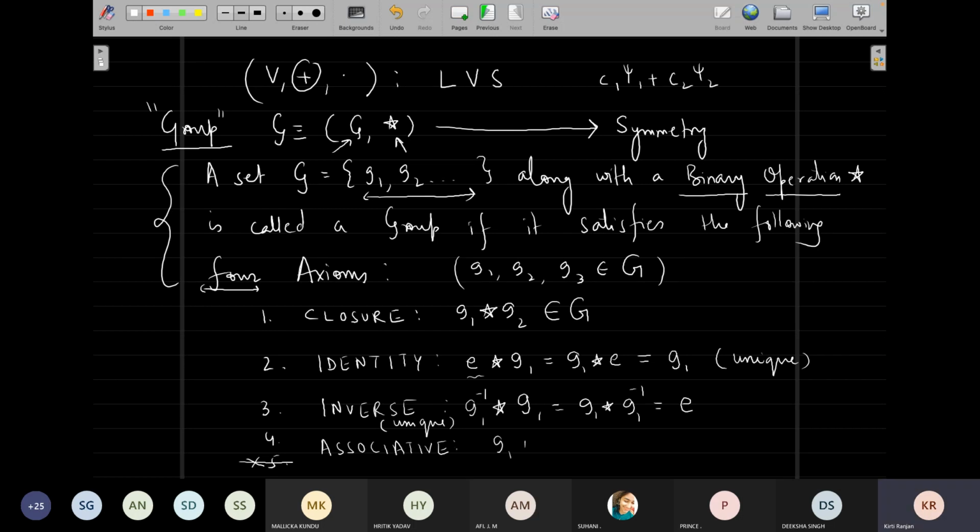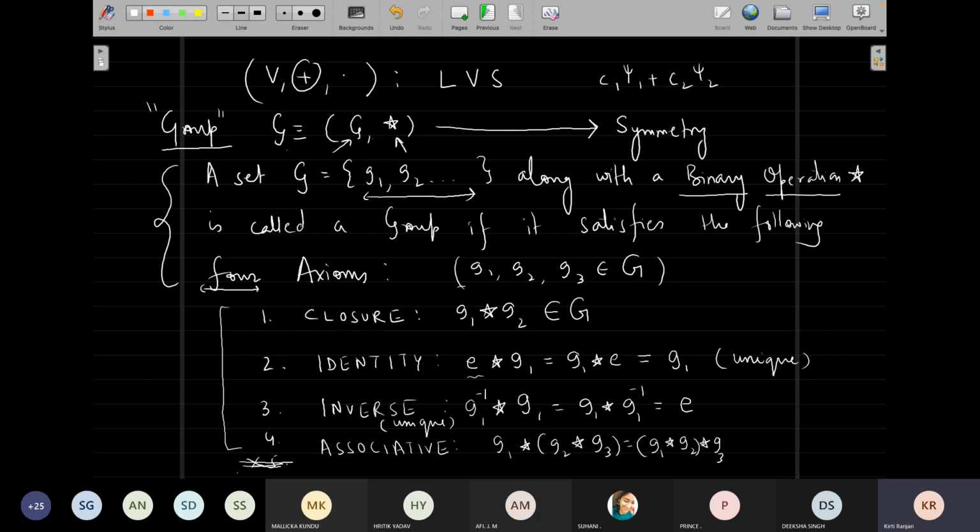So G1, G2, G3, the ordering of the operation is not important. Whether you do G1, G2 first and then do the composition or binary operation with G3, or whether you have the binary operation of G2 and G3 first and then have this. So if these four axioms are satisfied for any set of elements Gi's, then we call that set along with the binary operation a group.